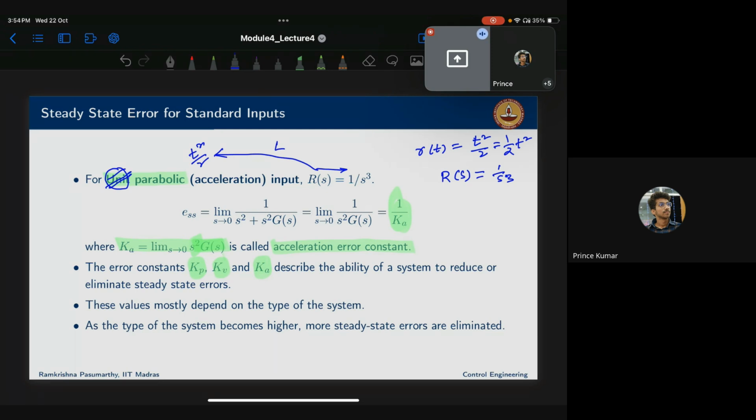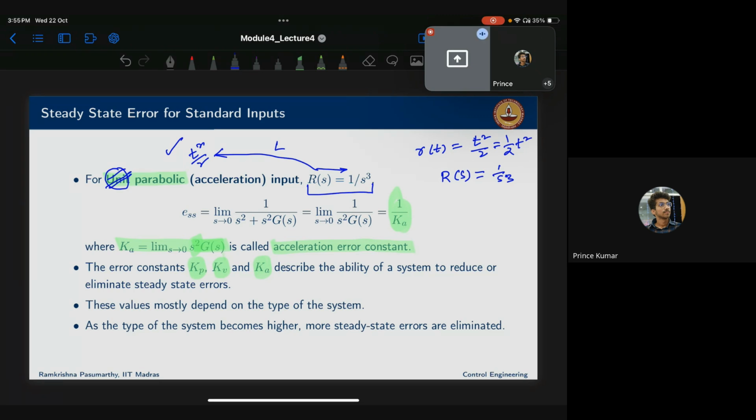When we say parabolic, we want to get our R of s as 1 by s cube. That's why we take r of t as t square by 2, and that 2 gets cancelled. So for the parabolic input we have to take r of t as t square by 2.